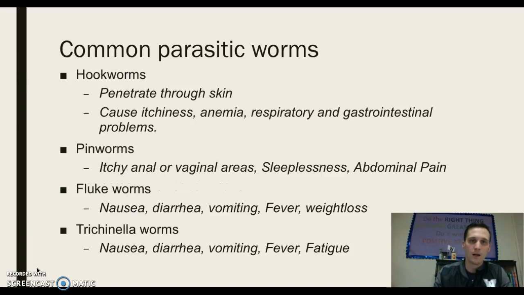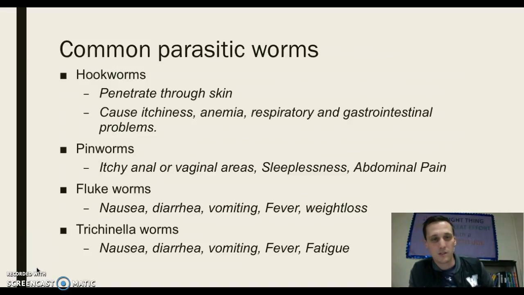Common ones here: hookworms penetrate through the skin. People who are barefoot come across these. They penetrate the skin, causing itchiness, anemia, respiratory problems, and gastrointestinal problems. Pinworms are a kind of unique case. They may cause an itchy anal or vaginal area, sleeplessness, or abdominal pain. Flukeworms and trichinella worms are very similar, both causing nausea, diarrhea, vomiting, fever, and fatigue, almost seeming like food poisoning or flu symptoms.